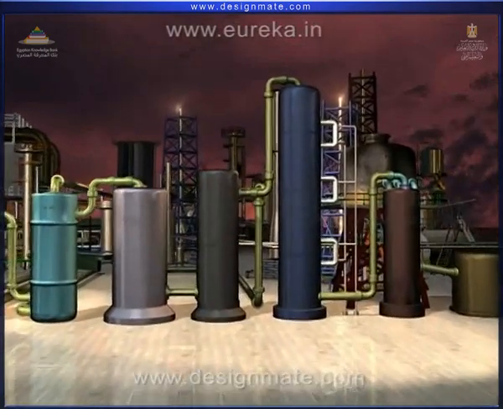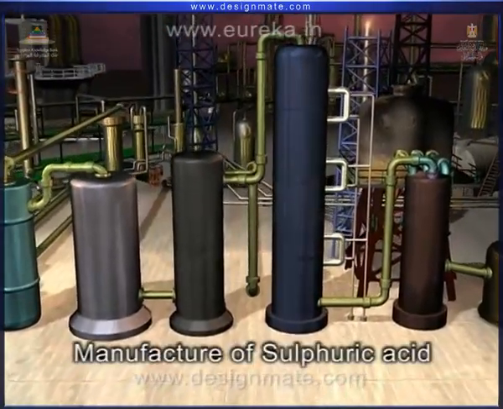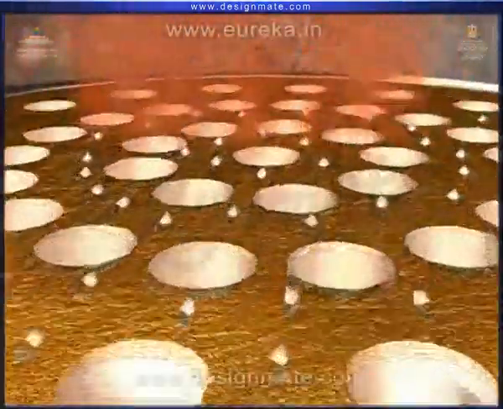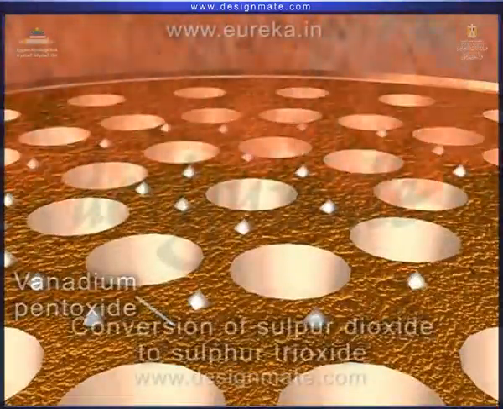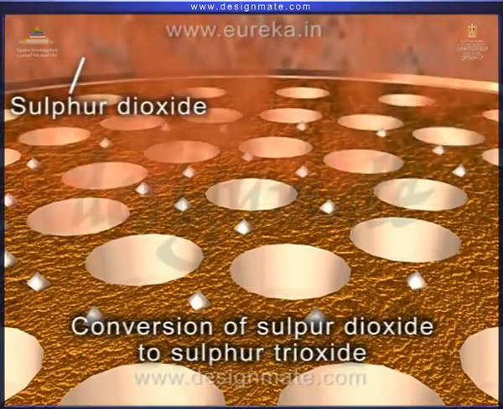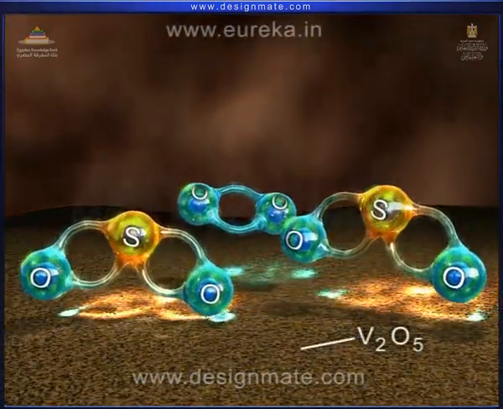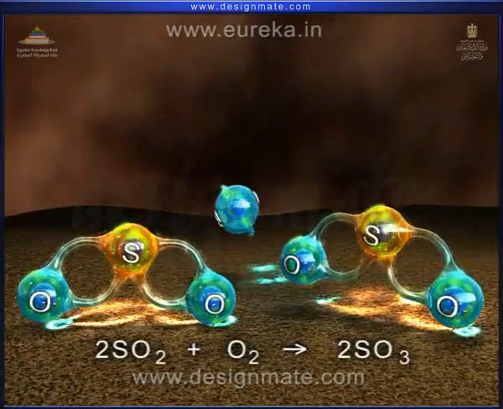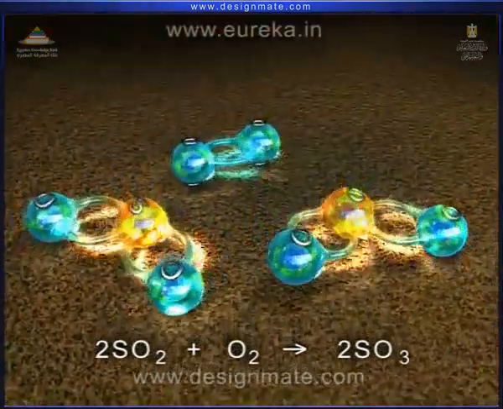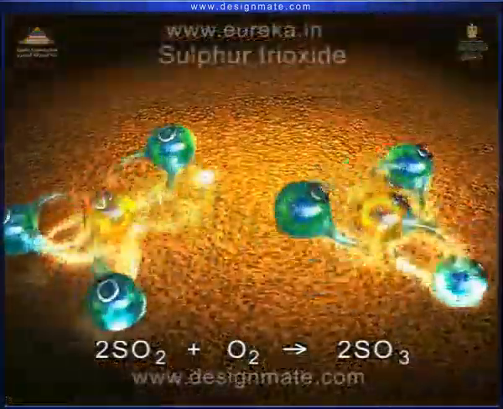For example, the use of vanadium pentoxide as a catalyst in the manufacture of sulfuric acid by contact process. In this process, vanadium pentoxide is used for the conversion of sulfur dioxide to sulfur trioxide. The reaction takes place on the surface of vanadium pentoxide. Reactant molecules, sulfur dioxide and oxygen, stick to the surface and orient themselves for efficient collisions. This increases the production of sulfur trioxide.